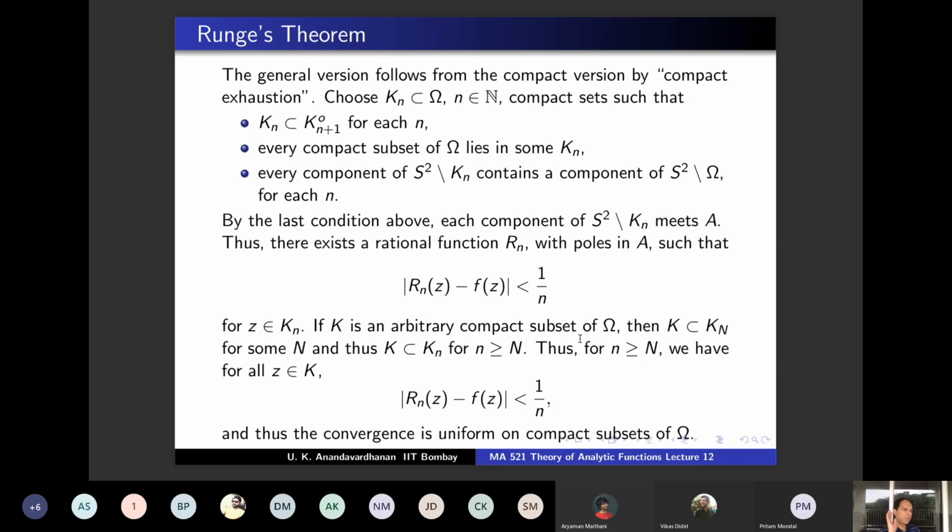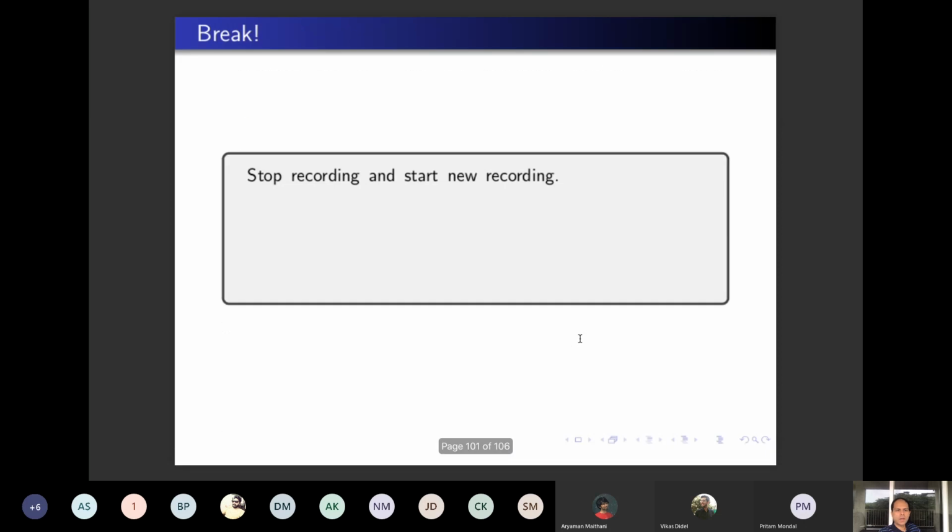in a nice fashion because you can pre-assign the possible list of poles. Possible list of poles. I'm not saying that these Rn have to have poles there. It doesn't have to have poles in each element of A. Of course not. But if there are poles, they have to be in A. And such that Rn converges to f and the convergence is good, it is uniform on compact subsets. So this is the general Runge theorem.